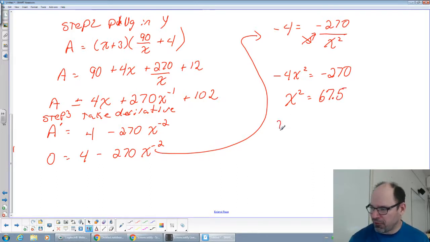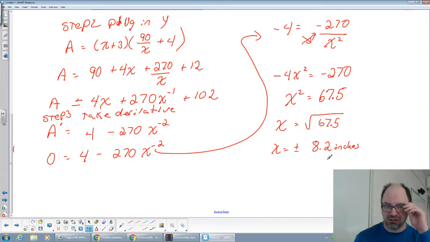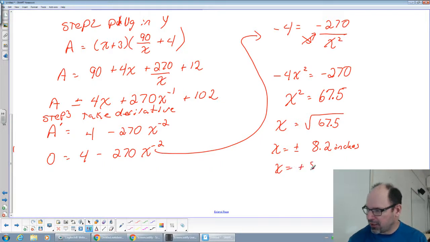Okay, and then take the square root. Now you have 2 possible answers here, plus or minus. Okay, so what's the square root of 67.5? 3 root 30 over 2 or 8.2. Doesn't make sense if it's negative, right? You can't have a negative dimension in terms of length and width. So therefore x equals plus 8.2.